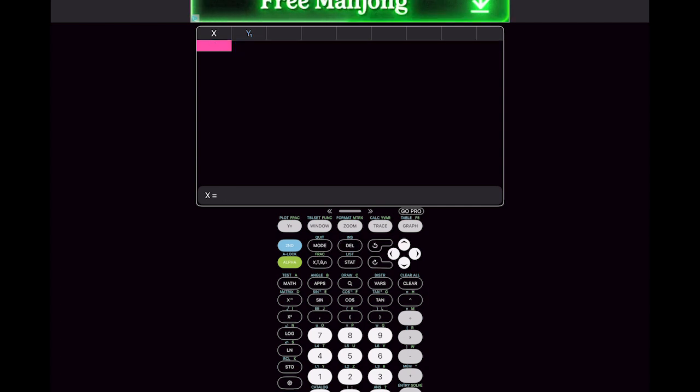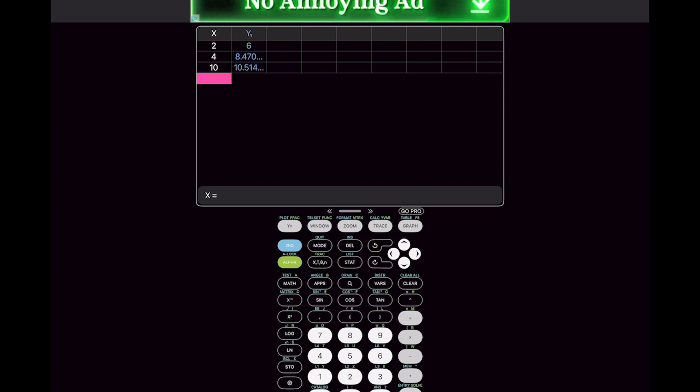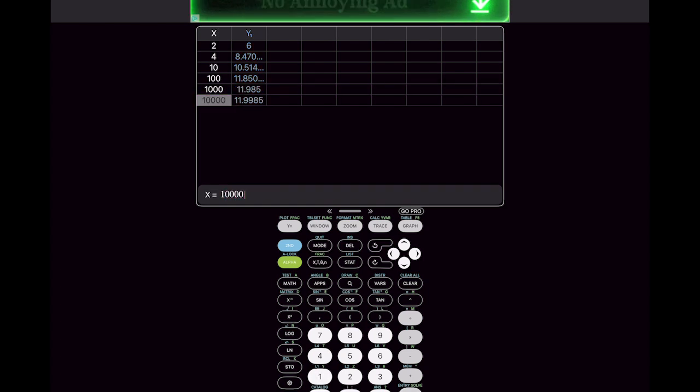And we're going to plug in some more values so we can check the answers. We plugged in 2, we got 6. We plugged in 4, we got 8.5, right? How about 10, or 100, or 1,000, or 10,000? As you can see here, as x is approaching infinity, f of x, or y, is getting really close to 12 units, right? Now, is it ever going to be exactly 12?